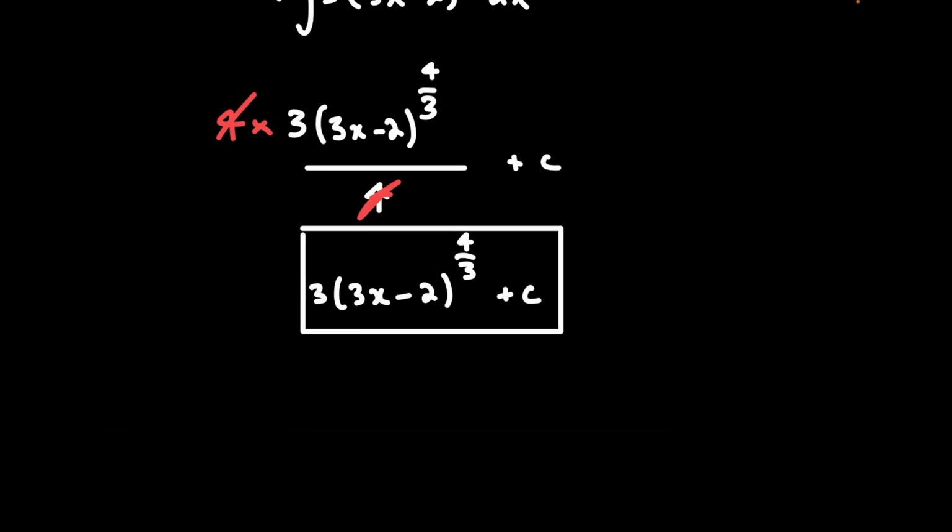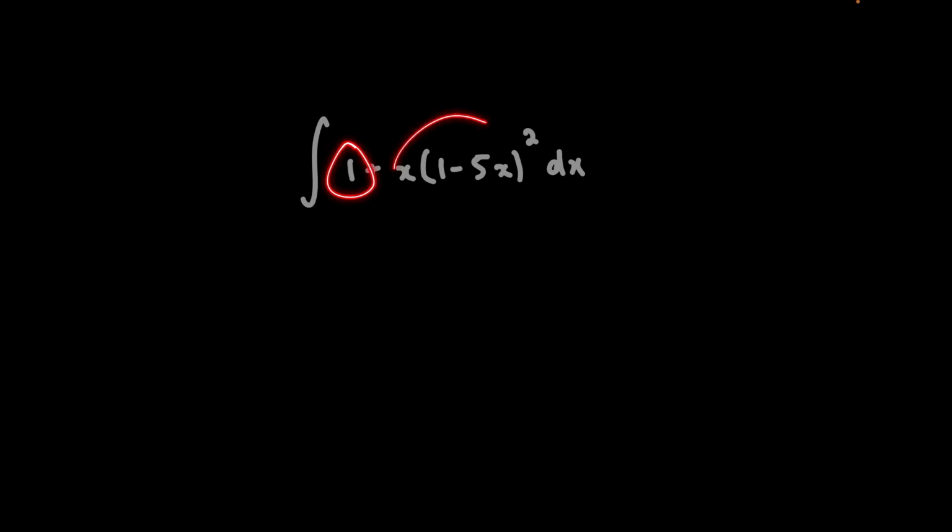The next problem we have is we are going to be integrating 1 plus x(1 take 5x) to the power of 2 dx. So in this problem, we have 2 terms instead of 1, so we have to integrate both of these separately.